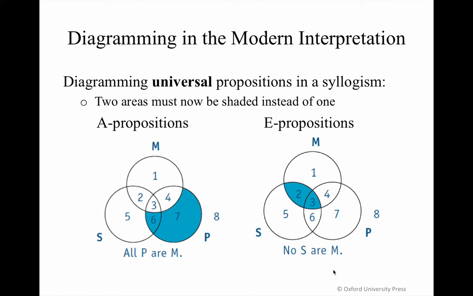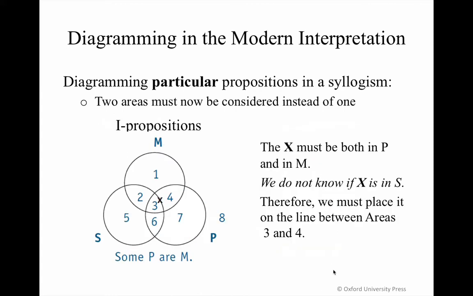Same with the E proposition. No S are M. That's a minor premise. So take a look at the SM area of overlap. Notice that you shade areas 2 and 3 because you're saying in so shading that there can't be anything in the SM area overlap. The fact that a portion of the P circle is shaded is not relevant to the diagramming of that specific proposition.